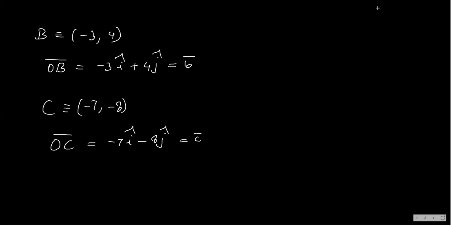Now, if I would like to have a displacement vector, how would I do it? Suppose I now want BC bar. See, this is point B, this is point C in the 2D plane. You want a vector which starts from point B and goes up to point C. BC bar is a displacement vector.